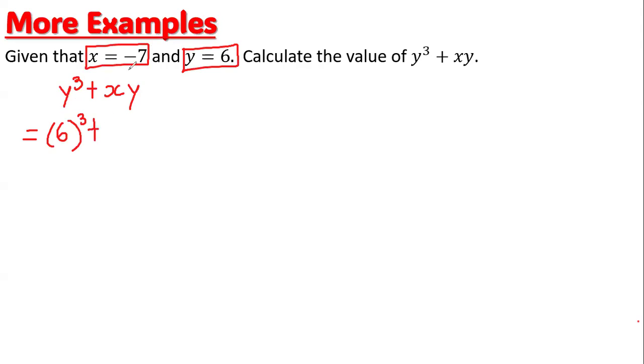X is -7, so it's gonna be open bracket -7, close bracket, multiplied by y. What is y? 6. Very good. And so it is gonna be equal to, let me separate this.